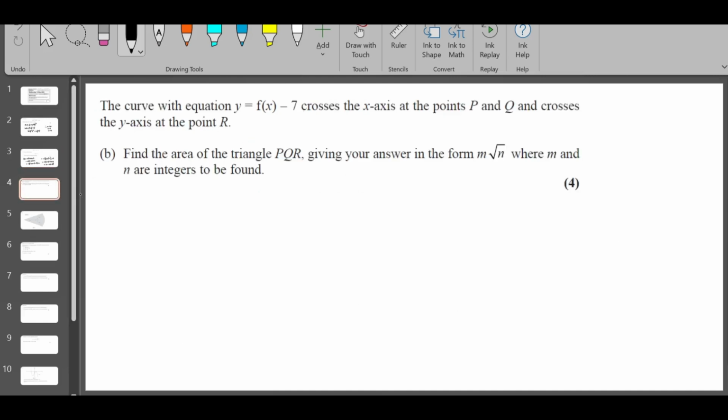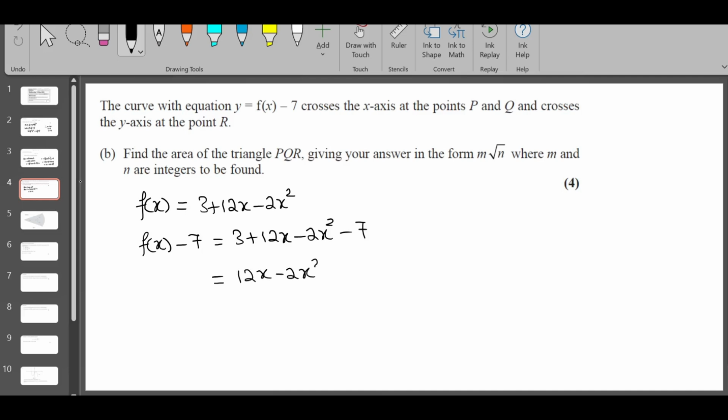Part B now. The curve with the equation f of x minus 7 crosses the x-axis at points P and Q and crosses the y-axis at R. Find the area of PQR. It's a 4-mark question. First of all, we need to find the points P, Q, R. We have f of x here, which is 3 plus 12x minus 2x squared. So f of x minus 7 would be 3 plus 12x minus 2x squared minus 7. That's going to be 12x minus 2x squared, 3 minus 7.